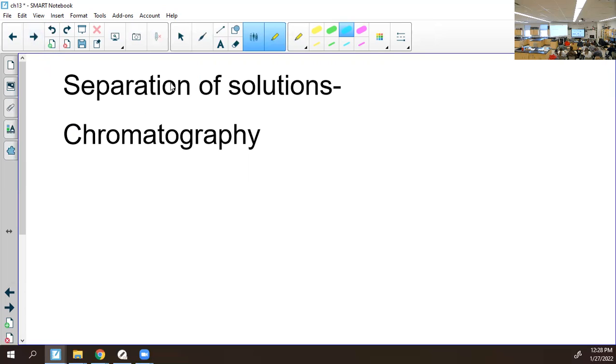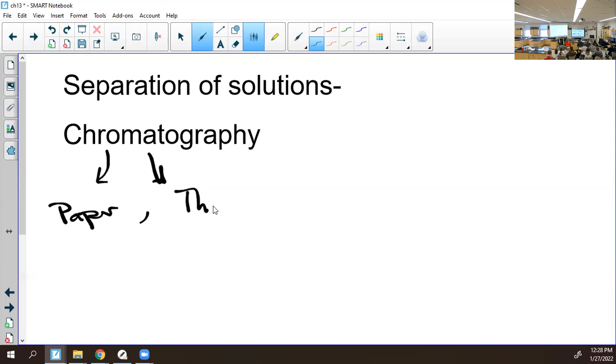Chromatography is a process to separate a solution. There are 3 types of chromatography. There's paper, and now get ready, there is thin layer and column. That's a weakness of mine. Is that spelled sort of right? Okay.